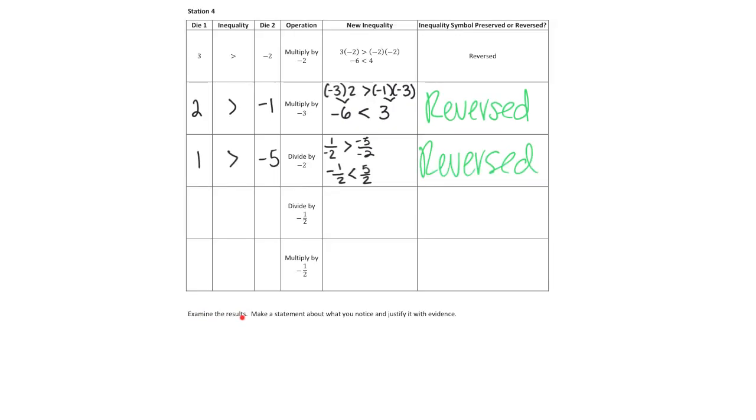Now we're going to examine the results and make a statement about what you notice and justify it with evidence. Well, here, when both numbers are being compared and multiplied or divided by a negative number, the symbol changes and the inequality symbol is reversed.